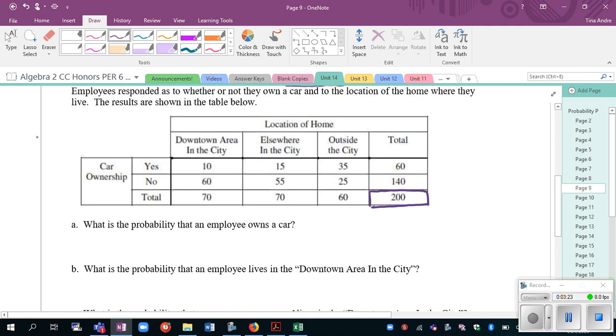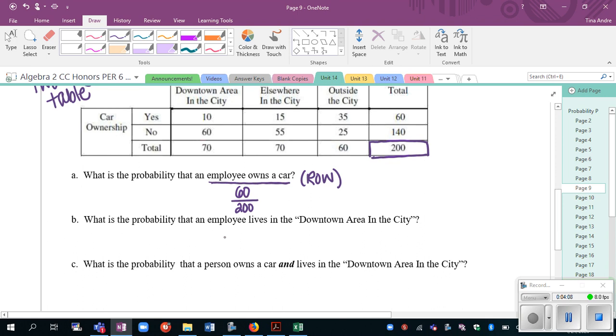This is called a two-way table because there are two different scenarios that we're comparing. Two-way table or two-way frequency table is sometimes what it's referred to. Now let's look at some examples. What is the probability that an employee owns a car? This is just any employee, so out of the 200 people, how many of them own a car? Car ownership, yes, go all the way to the end of the row. That tells us there's 60. This is considered a row probability because the total is coming from a row. I'm not going to worry about reducing this.